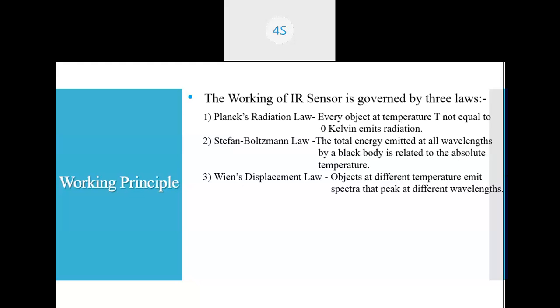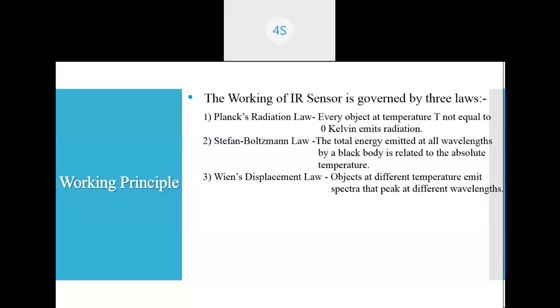Stefan-Boltzmann's law is used to find the amount of radiation emitted per unit area of a body. Its formula is J = εσT^4. Here, J is the amount of radiation emitted, ε is the emissivity of the object, σ is the Stefan-Boltzmann constant, which is 5.67 × 10^-8 watt per meter squared Kelvin to the power 4, and T is the temperature in Kelvin.